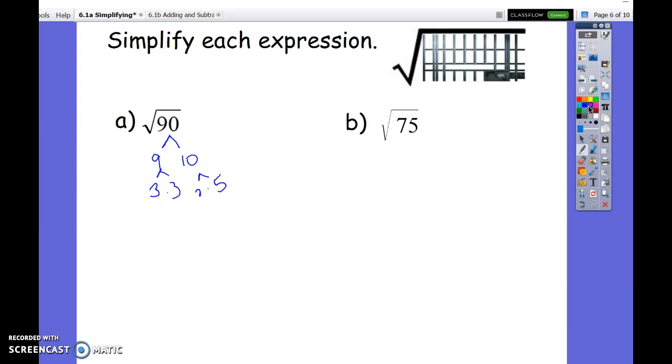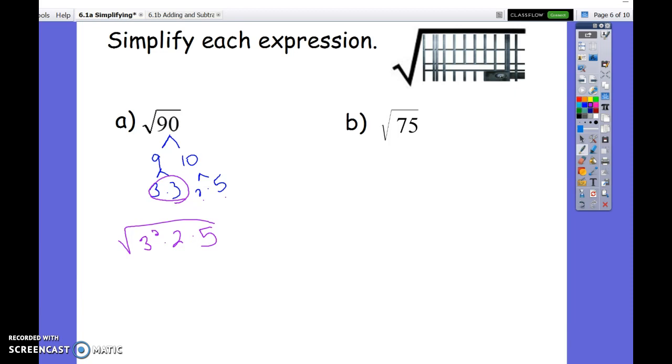So we want to see if any of these are perfect squares that we can take out. We're looking for groups of 2. Well, right here we have 2 3s. So we have a 3 squared underneath our radical. Then our other factors are a 2 and a 5. Well, there's just one of each, so we aren't going to do anything with those.